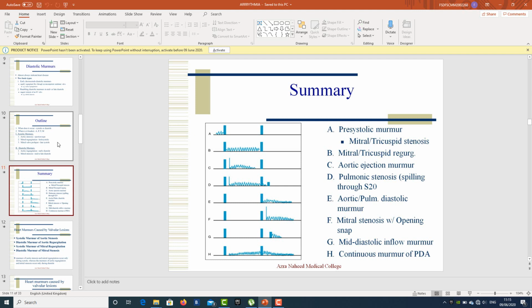Then in G, you are going to see the mid-diastolic inflow murmur. Then the continuous murmur of patent ductus arteriosus. So this diagram is going to make you learn how you're going to see the systolic and diastolic murmurs and what the continuous murmur is.